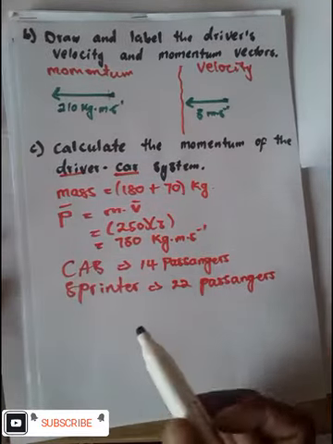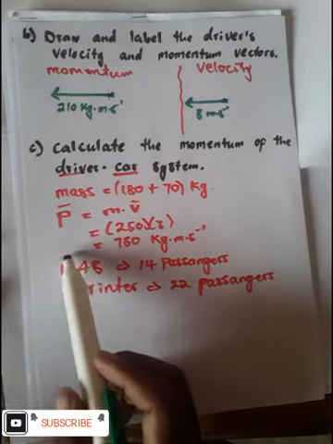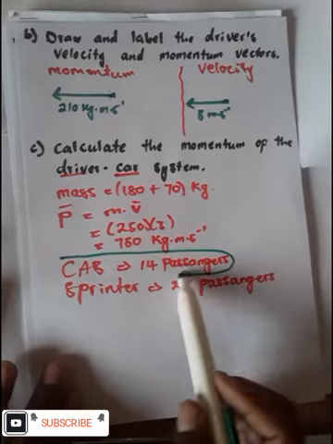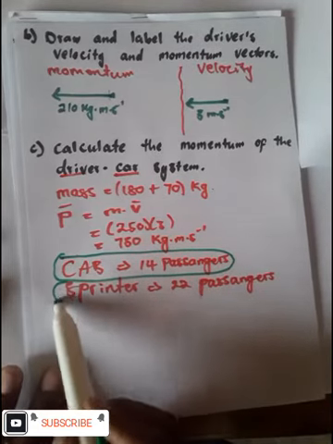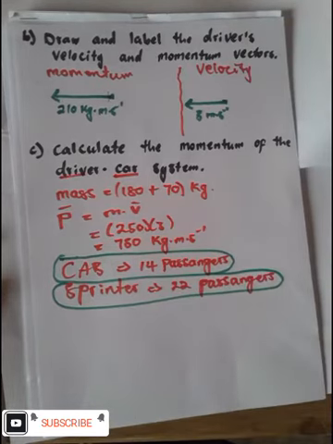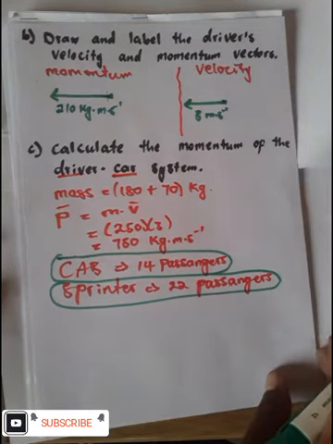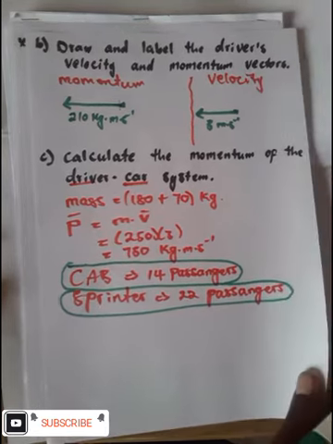That means if an accident is about to occur, the driver of a cab who presses the brake is going to stop faster than the driver of a sprinter. So take care of these things when you're traveling. If you are in a car that has a higher momentum, sometimes you are safe, sometimes you're not. But if you are in a car that has a lower momentum, it's easy to stop it if an accident is about to happen. So now let's do the change in momentum.